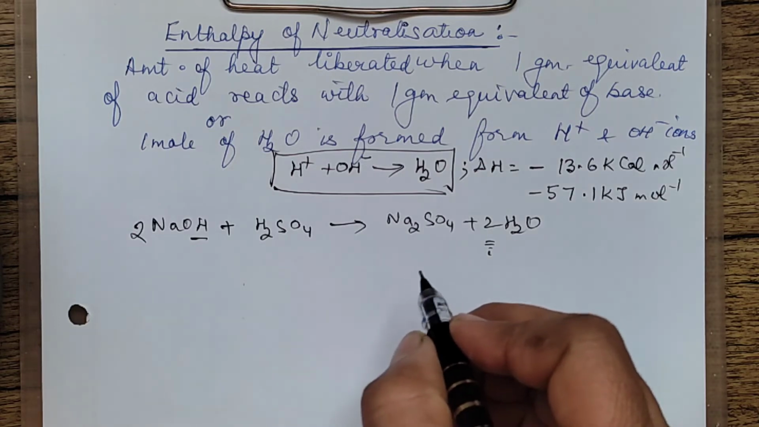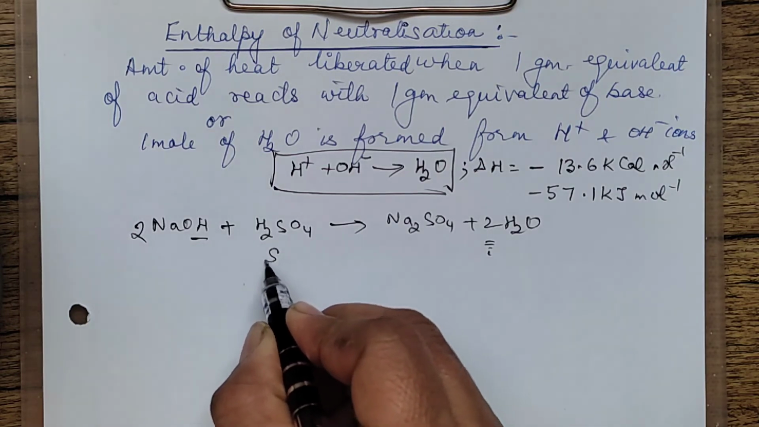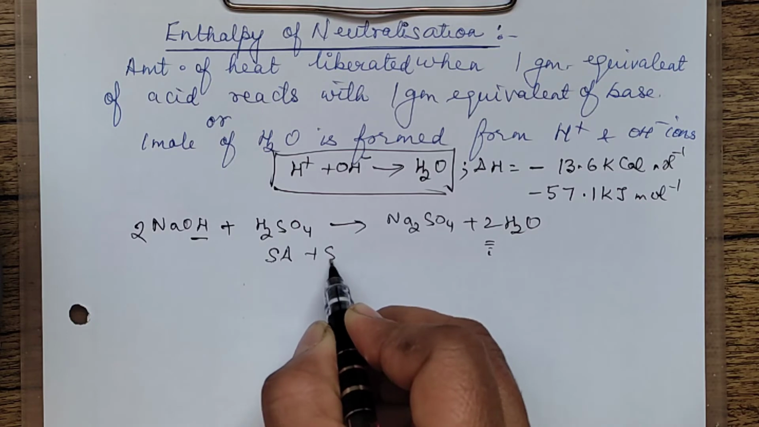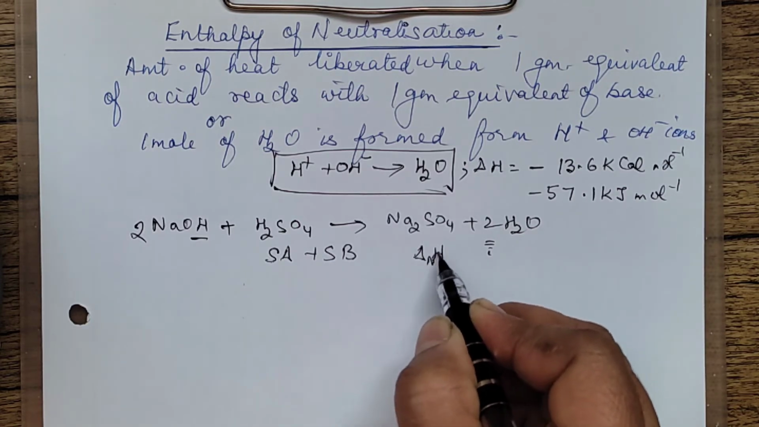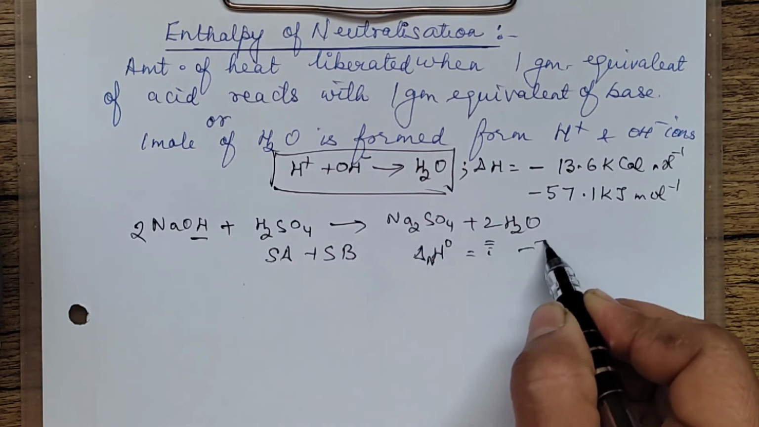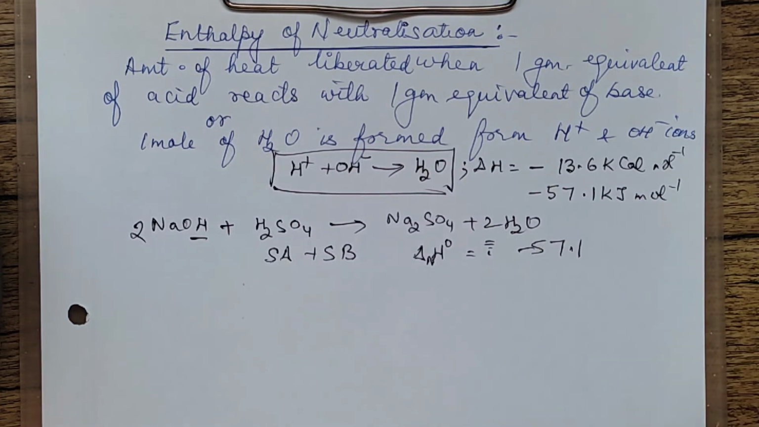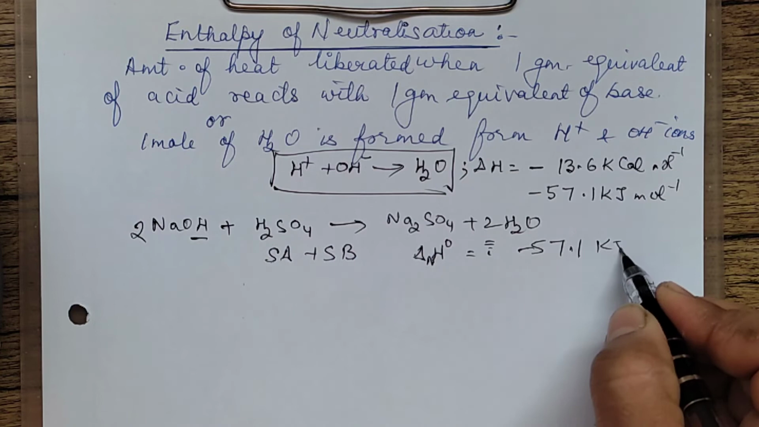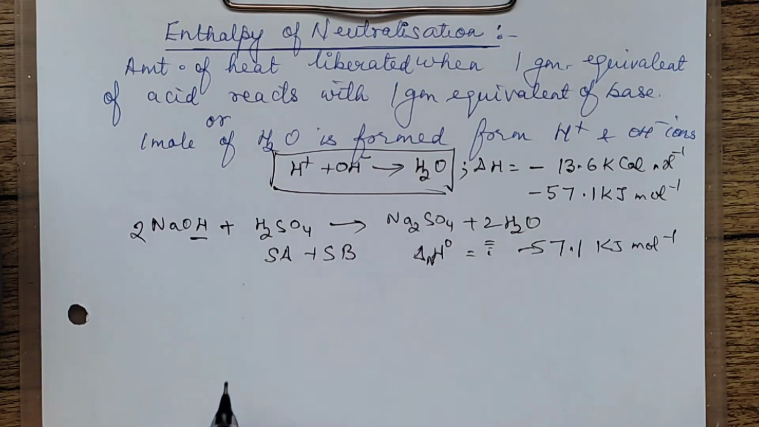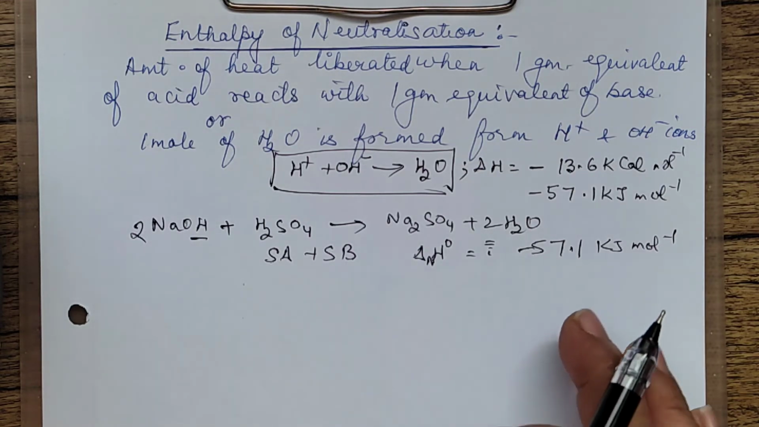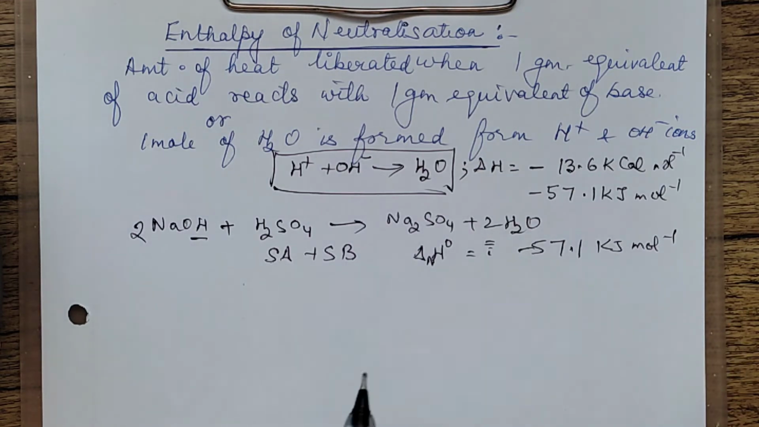Very important thing here is, suppose you have some reaction of strong acid and strong base. The enthalpy of the neutralization is always minus 57.1 kilojoules per mole. That is always fixed. Because if it is strong acid and base, both will be giving H plus and OH minus ion and both will combine and form water only.